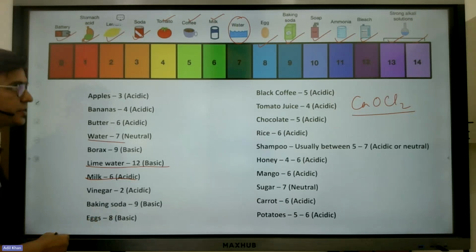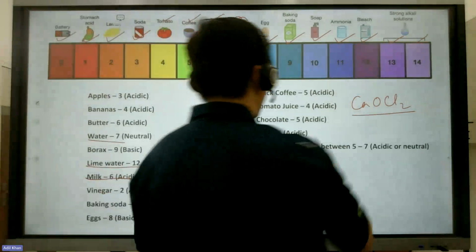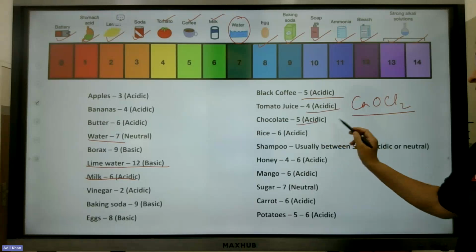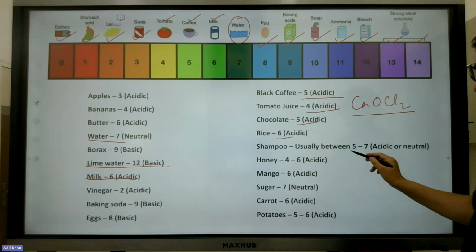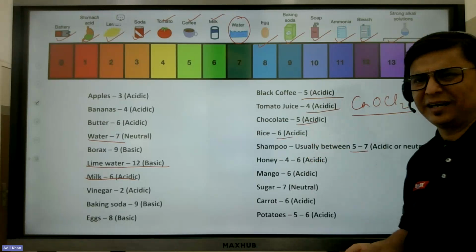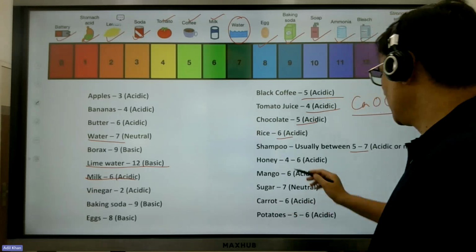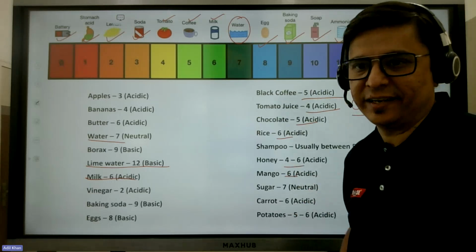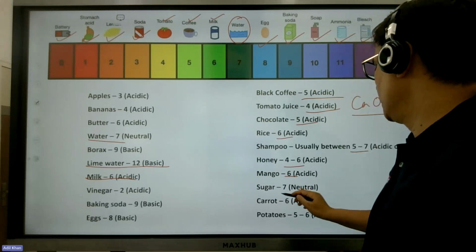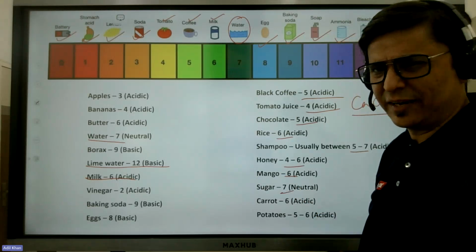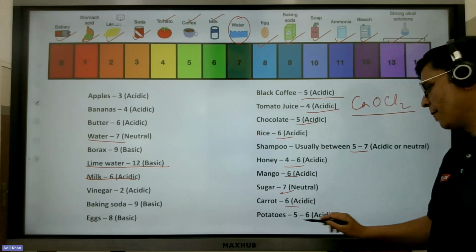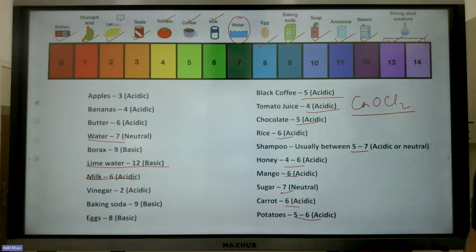Baking soda 9. Eggs close to 8. Black coffee 5. Highly acidic in nature. Tomato juice 4. Chocolate 5. Rice 6. Shampoo between 5 to 7, depending on the brand and the ingredients they use. Honey between 4 to 6. Mango basic. That's why you get acidity if you eat a lot of mango. Sugar 7. But it's a very ideal condition. It is not exactly 7 every time. Carrot 6. Potatoes between 5 and 6.